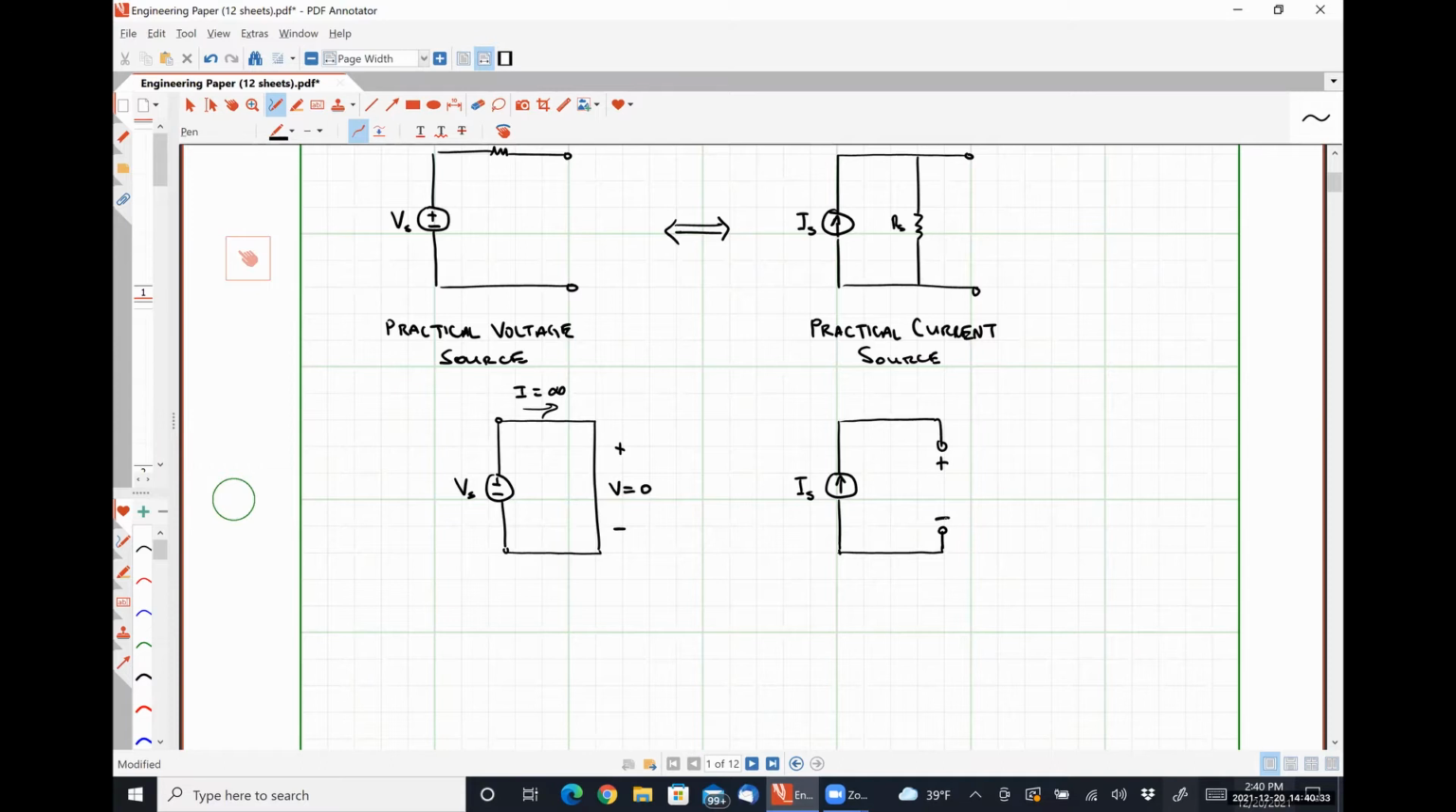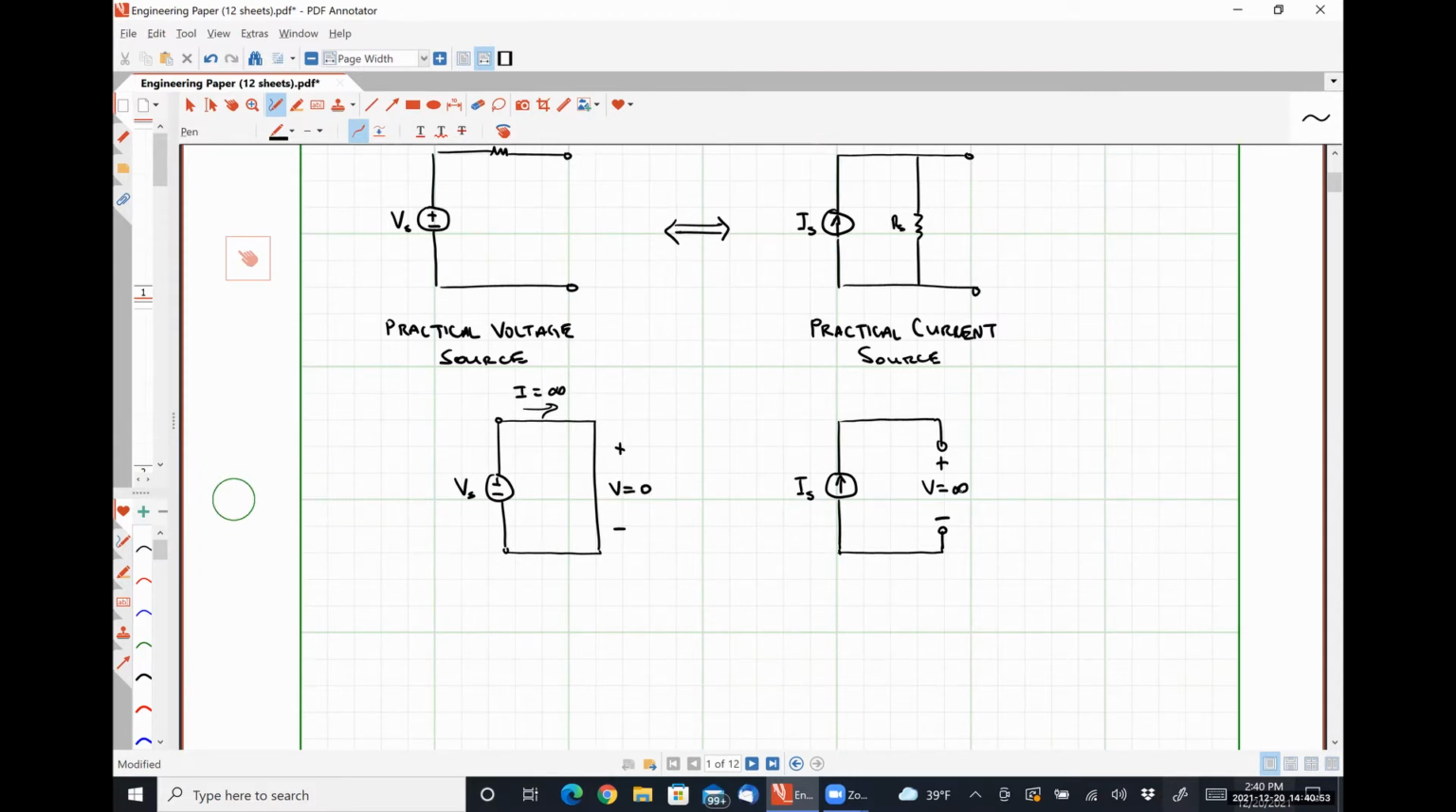Well, what's the voltage drop over the current source in this configuration? It's got to be infinitely large because there's a current flowing through an infinitely large impedance, right? So in this case, V would be equal to infinity, which obviously can't happen.